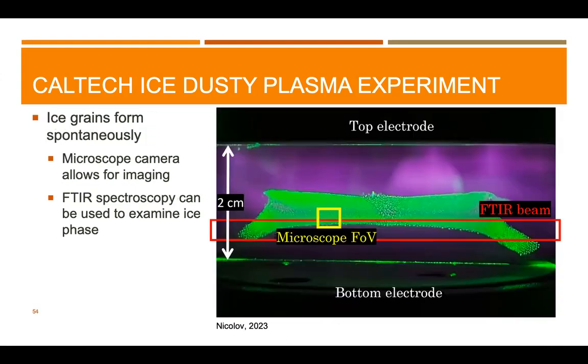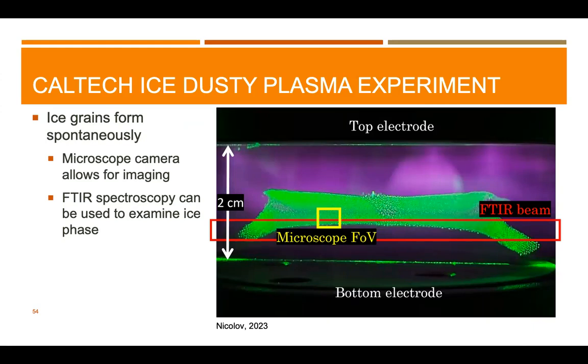This produces some really interesting behavior because you get these large-scale icy structures in the plasma, and you can treat this as a slab from one of these space and terrestrial plasmas. Microscope cameras allow for imaging of individual grains, and FTIR spectroscopy can be used to examine phase. So you can vary temperature and pressure with your cold heads and background gas to examine how that changes the phase of the ice and if that affects their development over time.